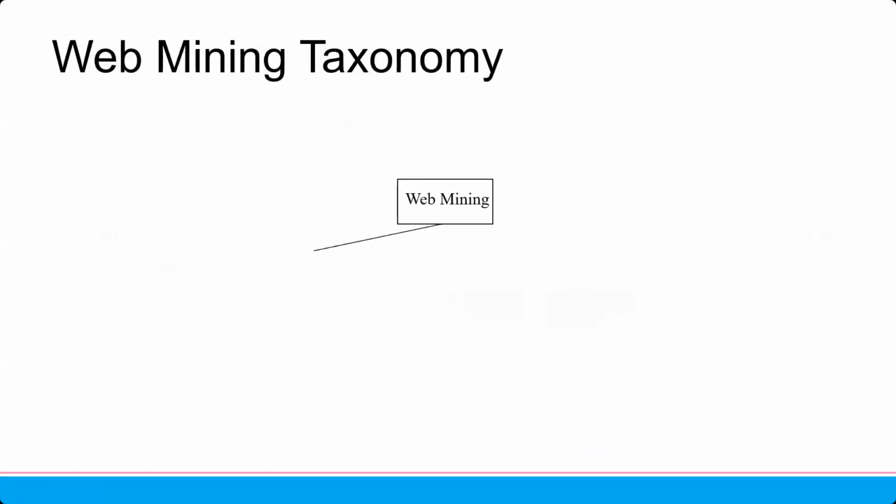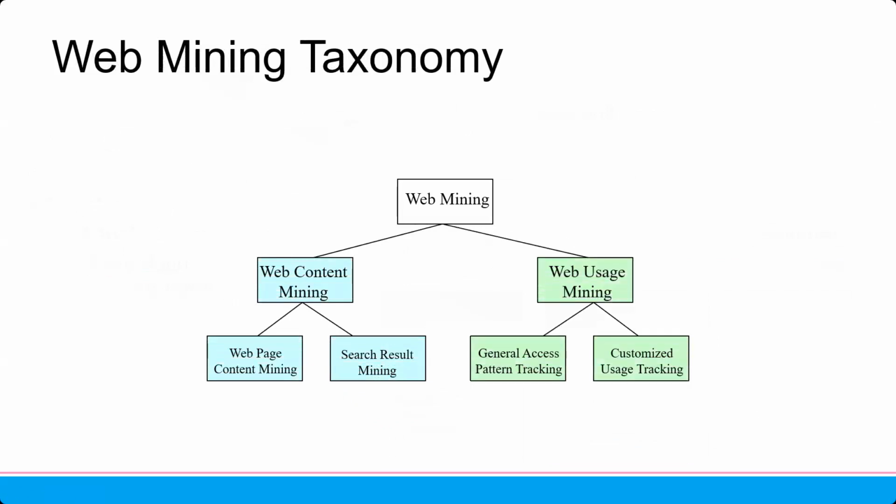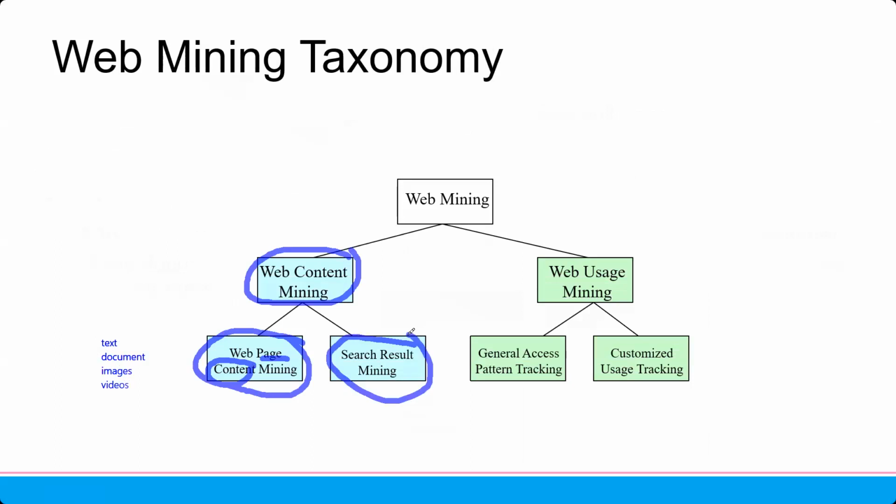In web mining, there is some taxonomy. We can use web content mining, so you are going to mine the content. It means we are going to check the web page content: the text, the documents, or maybe some images, or maybe some videos. And we can also do the search. Search means we search what texts are available in the content, what documents, what images, and what videos are available on the web.